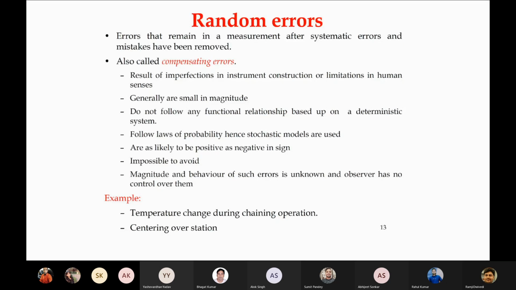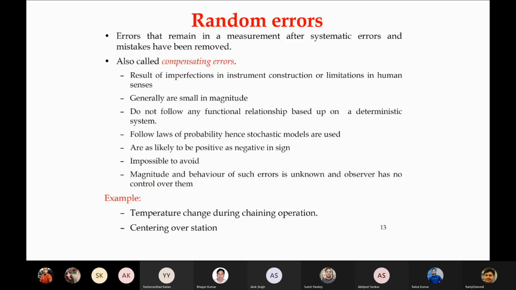Magnitudes are generally small and do not follow any functional relationship. Unlike a deterministic system, they follow the law of probability, and hence a stochastic model is used. They are as likely to be positive as negative in sign. They are impossible to avoid. The magnitude and behavior of such error is unknown, and the observer has no control over it.